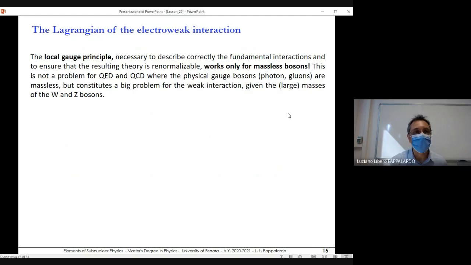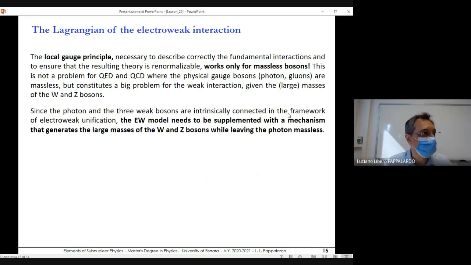In other words, the local gauge principle that we have been using for QED and QCD, which is also necessary to describe correctly any fundamental interaction and to ensure that the theory is renormalizable, works only for massless bosons. So the gauge principle is perfect for QED and for QCD because the gauge bosons are massless. But here we have a big problem to solve, because, of course, the W and Z are massive.